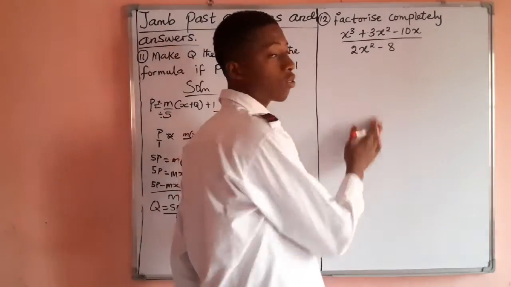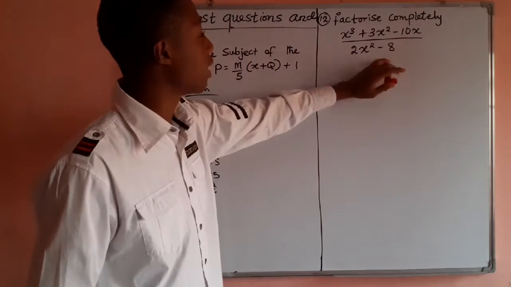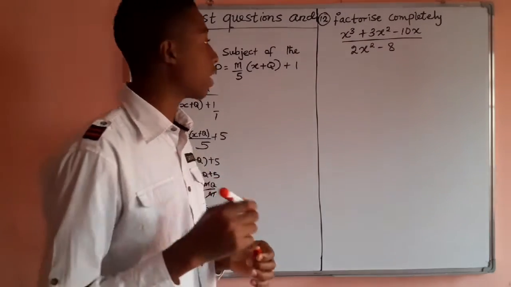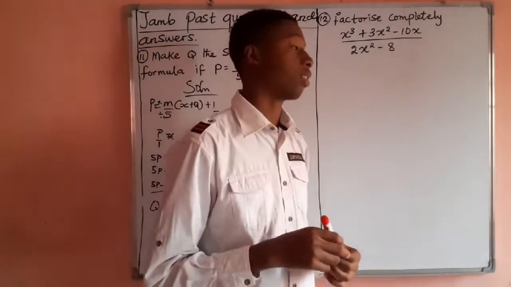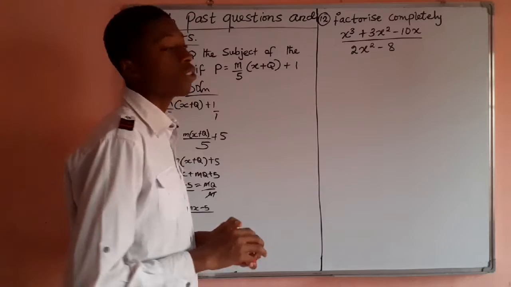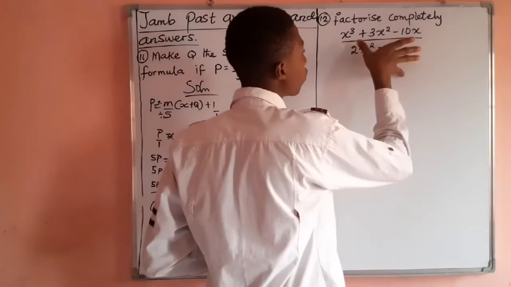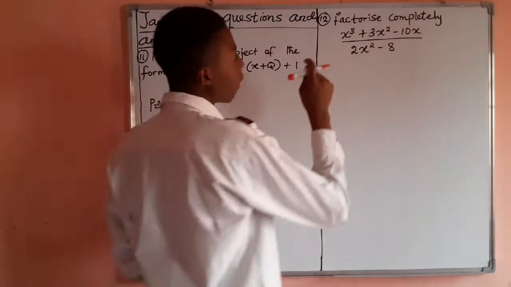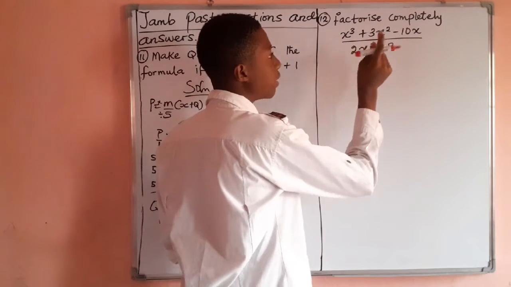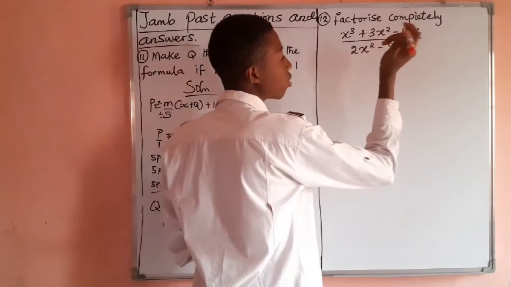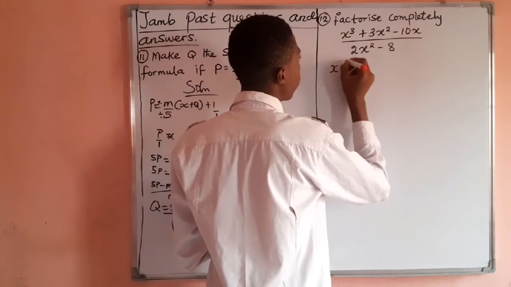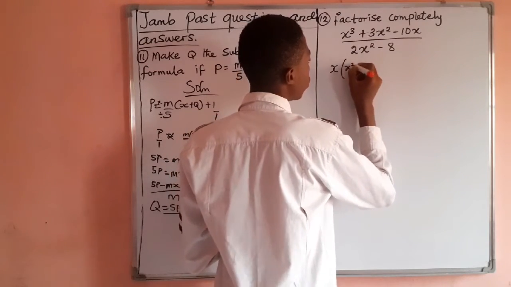Now going to the next question, we have: factorize completely x raised to the power of 3 plus 3x squared minus 10x all over 2x squared minus 8. Doing this, the first thing we have to do is to find the factor of the above and the factor of the denominator. Meaning that the factor of the above, what is common above is x, because each term contains x. Let's do it like this, x, open brackets, x squared.